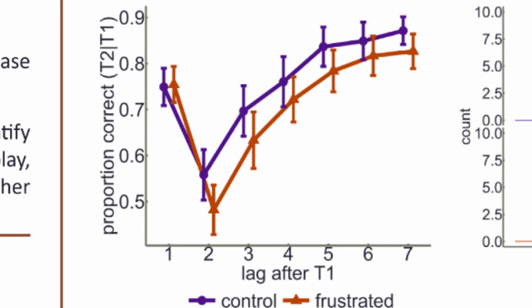You can see the classic attentional blink phenomenon indicated by the overall check mark shape of the graph, and the control outperformance of the frustration group indicated by the purple dots being consistently higher than the orange triangles at lags 2 through 7.